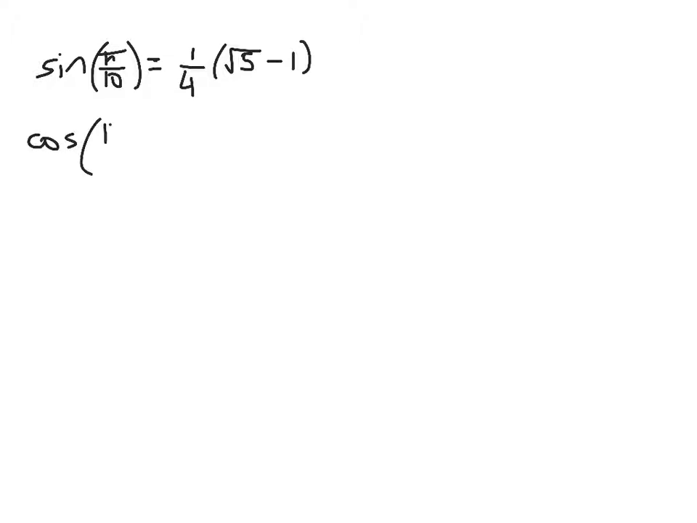Right, well, we're given an exact value for sine of pi on 10. So we need to use that to find the cosine of pi on 5. So what's the link between pi on 5 and pi on 10? Well, cosine of pi on 5 is equal to the cosine of 2 times pi on 10. So we're going to apply one of our double angle formulae.